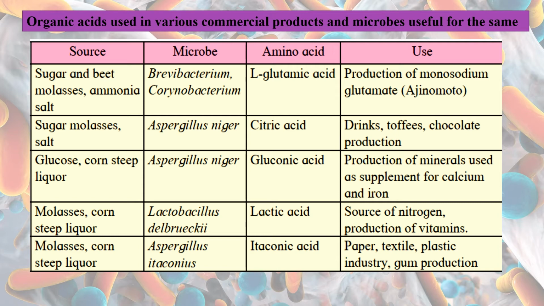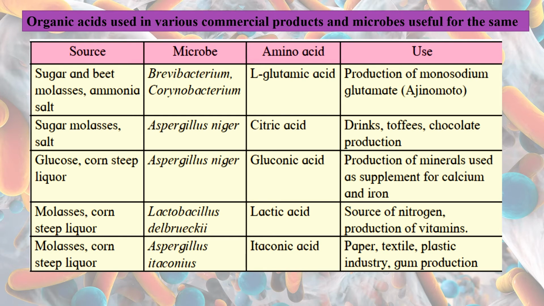The microbe involved here is Aspergillus niger, and the acid produced is citric acid, and it is used in the making of drinks, toffees, chocolate production. Okay, so the organic source is glucose. Now organic source means where these microbes get their energy from, and convert it, and in what way we use its product.